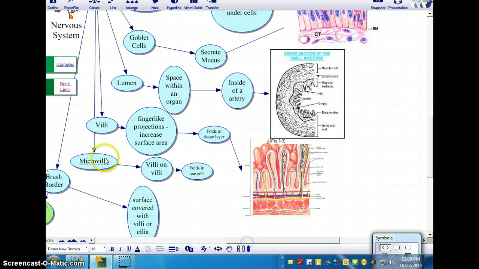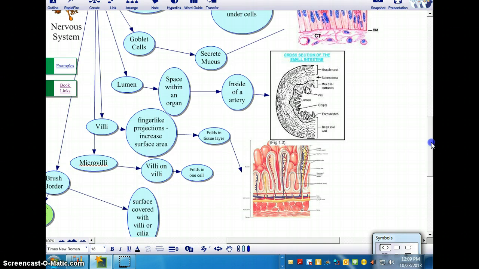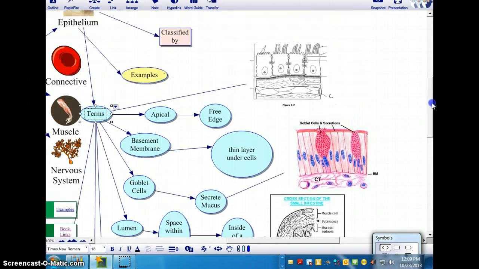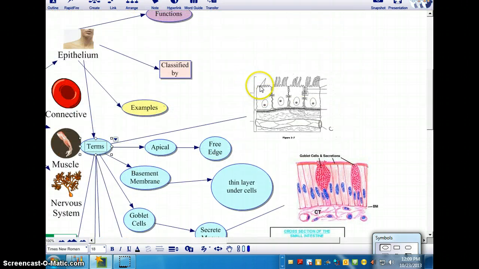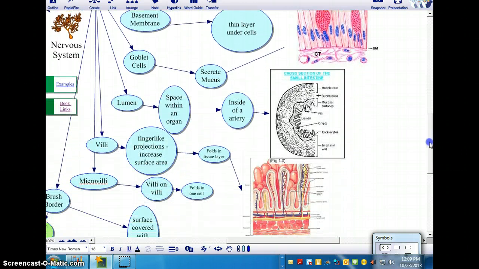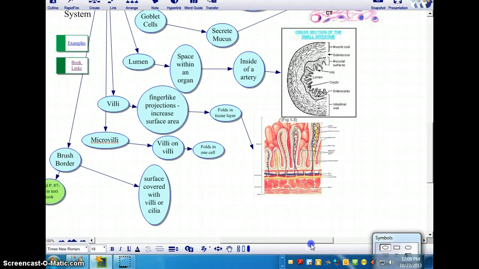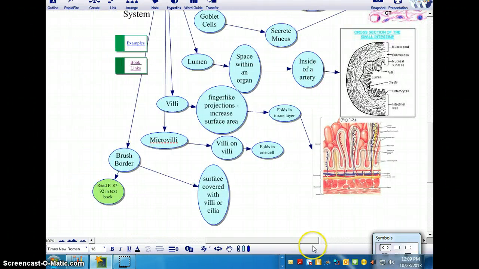Microvilli are simply villi on villi, or folds on folds, or basically folds in one cell. So if I look back up here to the top, you can see these tiny little folds on this top apical edge. Those would be microvilli. The last word that we have is brush border. And basically, brush border refers to any surface covered with villi or cilia.